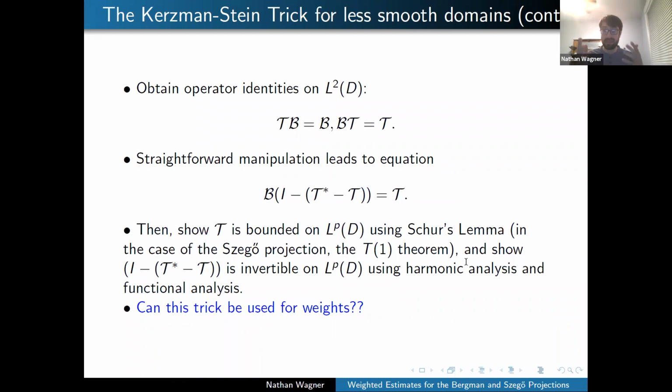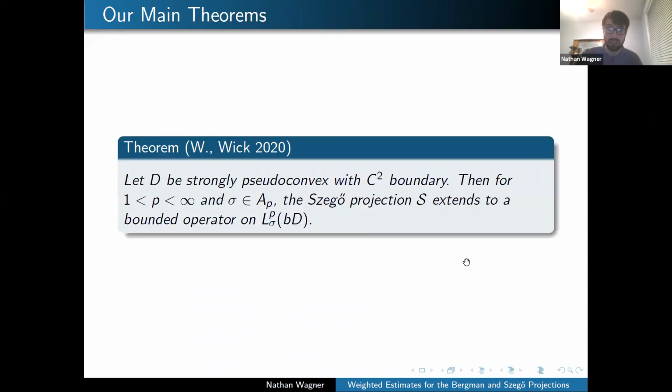And so the main question we had was, can this trick be used for weights? And the answer is it can. We obtained several results in this direction. The first says that if D is strongly pseudoconvex with C2 boundary, then we can define an appropriate AP class on the boundary using some suitable quasi-distance.